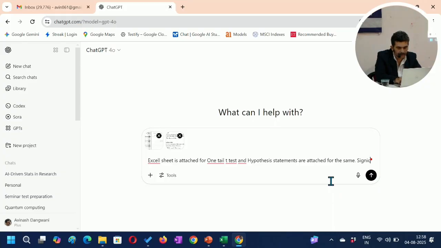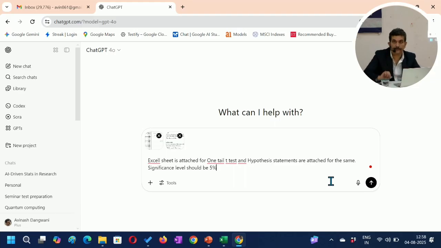Significance level should be 5%. You have to specify. And degree of freedom should be 19. So we have specified degree of freedom, we have specified significance level, we want a one tail t-test, and the hypothesis statement is attached. I think this is sufficient.